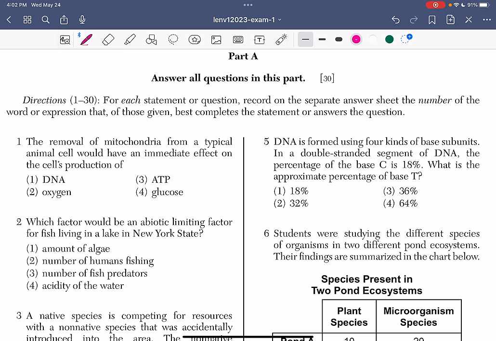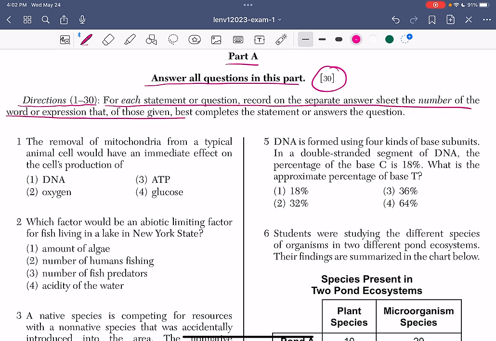One of the first tips that I have to give you is, I know a lot of students don't like doing this, but you have to read all the directions from top to bottom. Don't miss a thing. Part A is worth 30 points, okay? Answer all questions in this part. Directions, 1 through 30. For each statement or question, record on the separate answer sheet the number of the word or expression that of those given best completes the statement or answers the question.